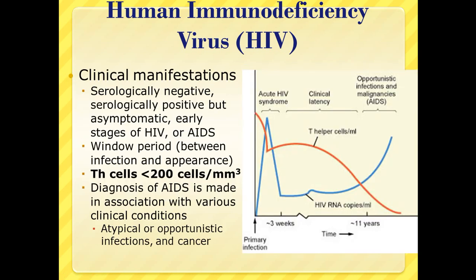Right, and then this is what it looks like. So the official diagnosis, when your T helper cells drop from that 800 to 1,000 cells per cubic millimeter down to under 200, then you're diagnosed with AIDS. Up to that point, you're actually just infected with HIV. But once your T helper cells drop under 200, suddenly you have AIDS, the actual disease.